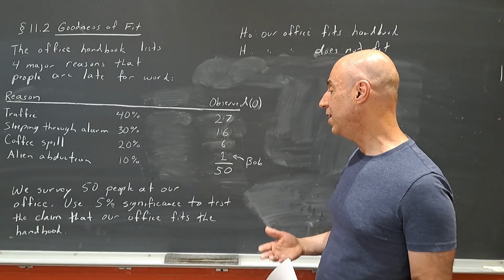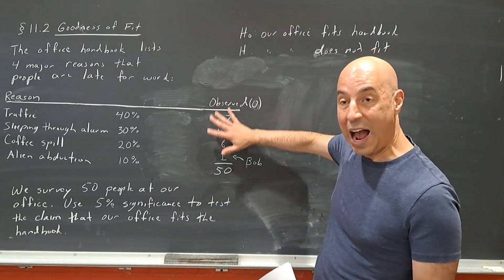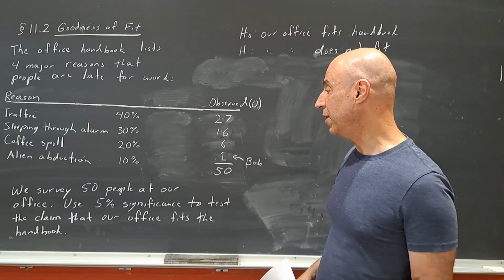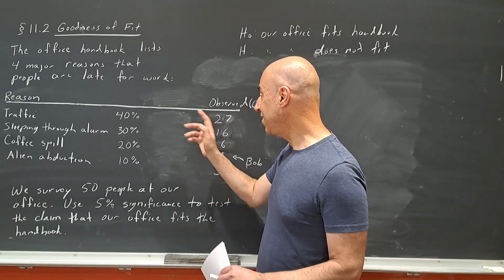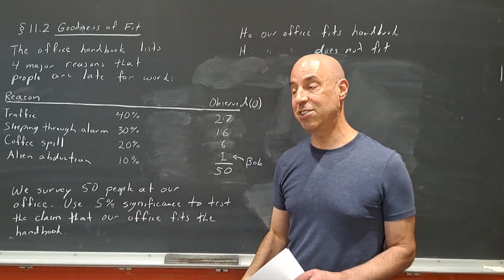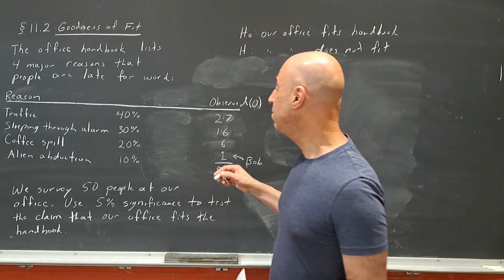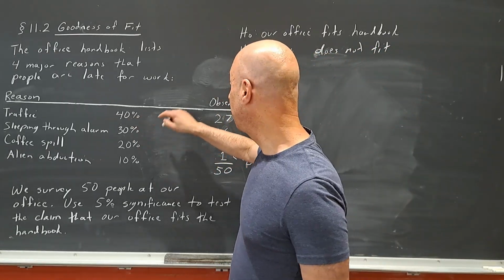That works out nicely. And we want to see whether our office fits this distribution that was in the office handbook. So we want to test that hypothesis at the 5% significance level. Before we do anything else, let's compute the expected values based on the distribution that we were given.